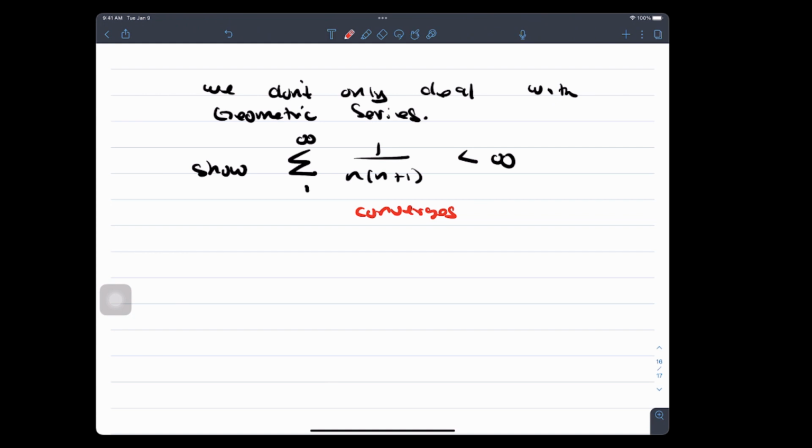Okay, being less than infinity means you're finite. So they want you to show that this thing is finite. Show the convergence. They could use the phrase convergence, or they could put less than infinity. Okay, so that's kind of what the idea is.